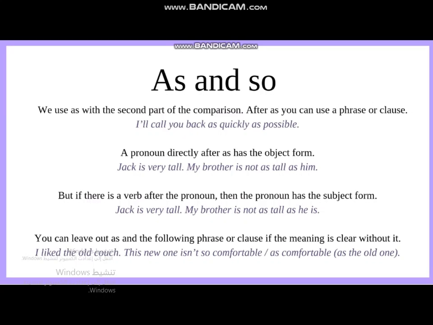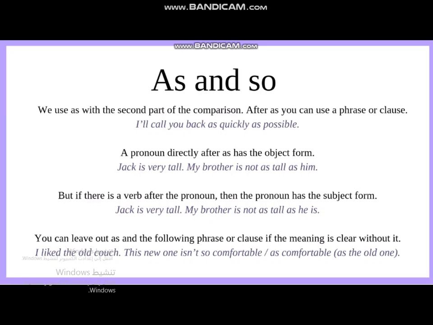Next example. Okay, I'm sorry if I'm talking quickly, but I want to explain all of this correctly, like a native speaker. But if there is a verb after the pronoun, then the pronoun has the subject form. Jack is very tall. My brother is as tall as he is.